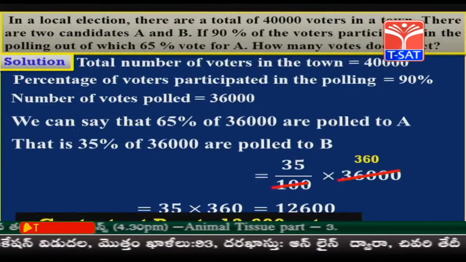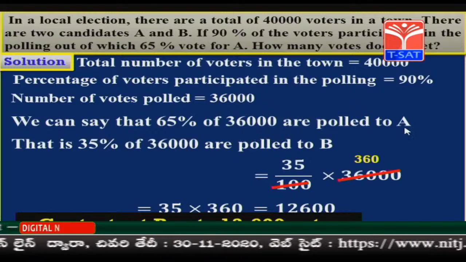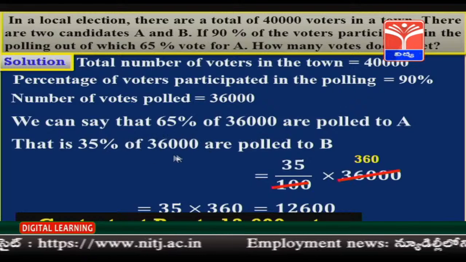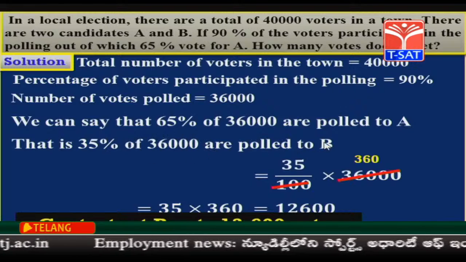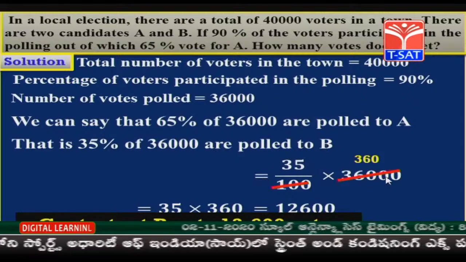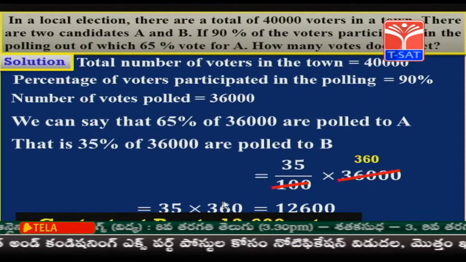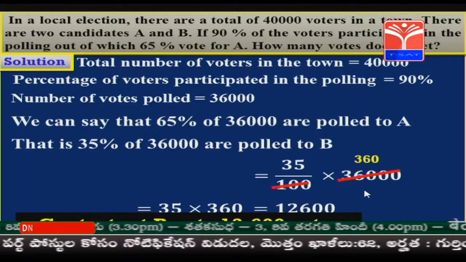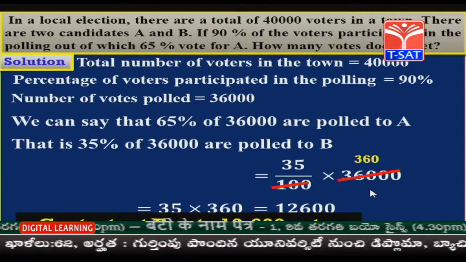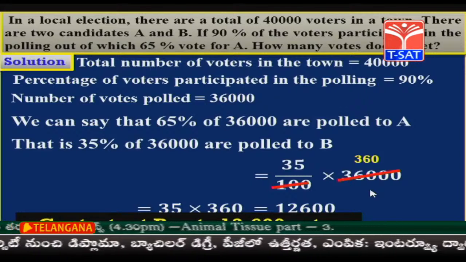And also children, it is given that 65% of 36,000 are polled to A. That means 35% of these number of votes that is polled are polled to B. So, this is given by 35 by 100 into 36,000. This on cancellation we get 35 into 360, which is 12,600. Therefore, contestant B gets 12,600 votes. Let us move on to our next problem.